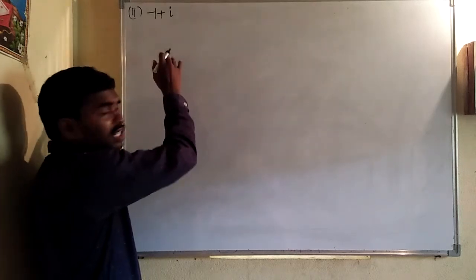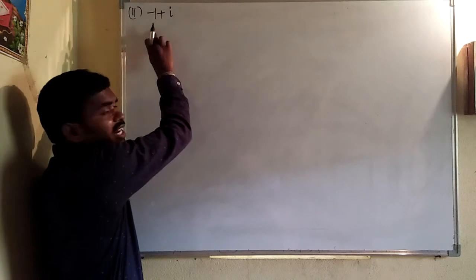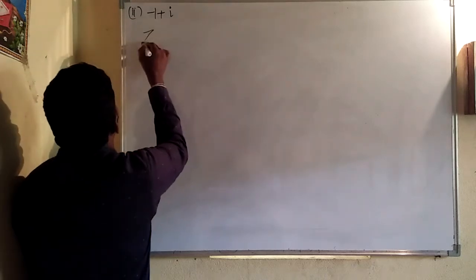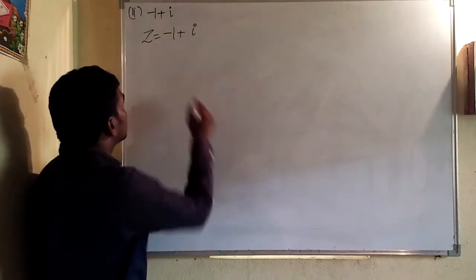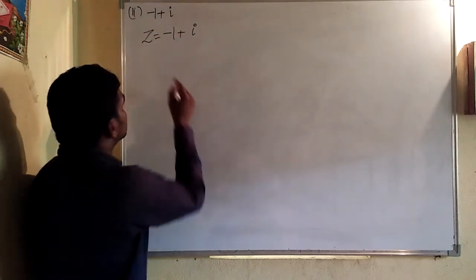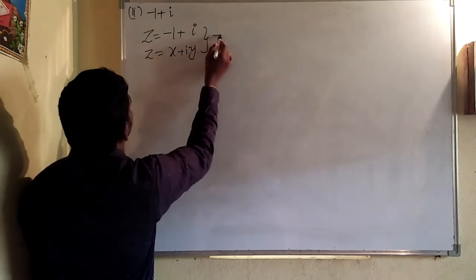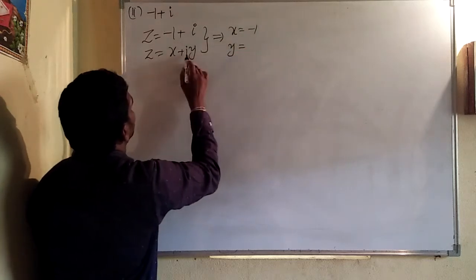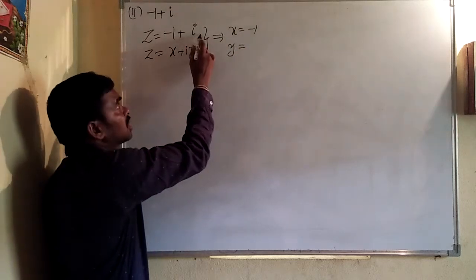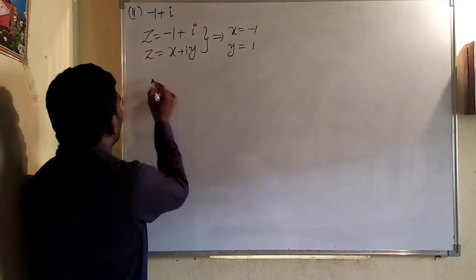Let us take another question. In this 17th question, I am taking the second question. Find the polar representation form of minus 1 plus i. So here z equals minus 1 plus i. Generally a complex number is z equals x plus iy. Comparing these two, what is the x value? Minus 1. The y value, the i coefficient, is y. Here the i coefficient is nothing, which means 1. Now first of all we should immediately find the r value.